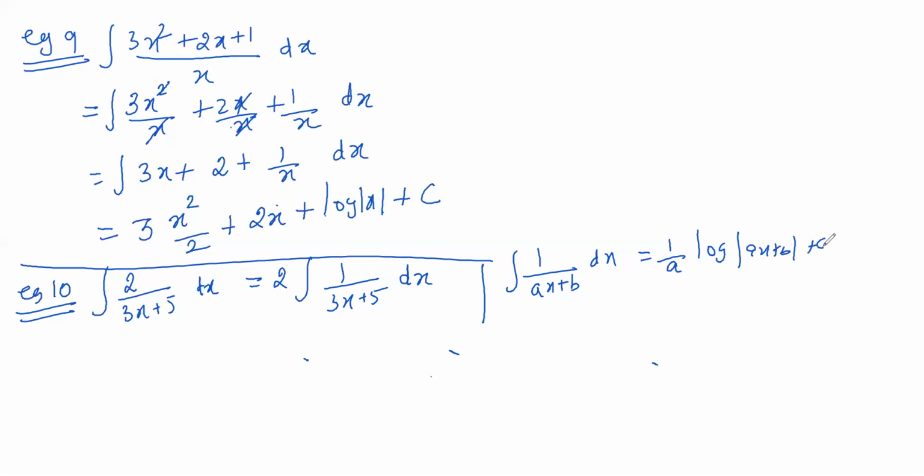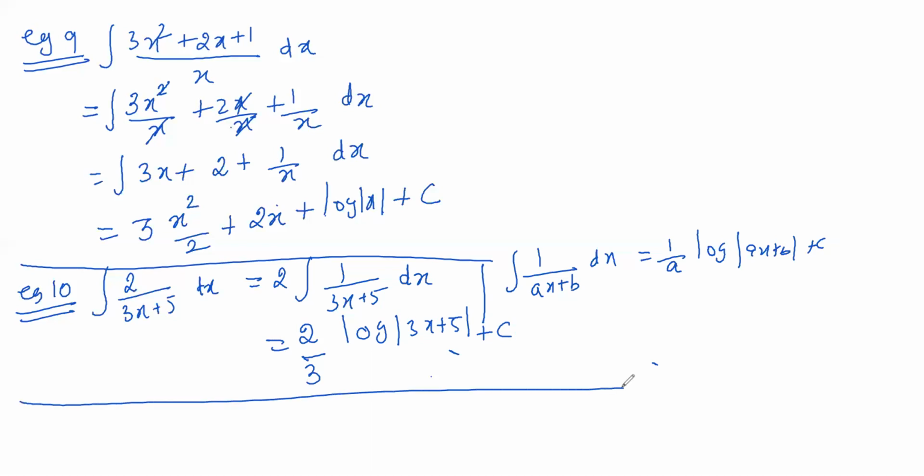So we write here it is 2 into log of 3x plus 5 by 3 plus c. So the answer is 2 by 3 log of 3x plus 5 plus c. Right? Using this formula, example 10. Now coming to example 11.